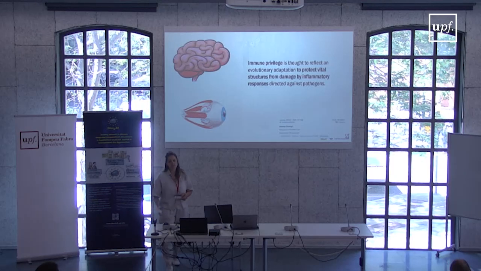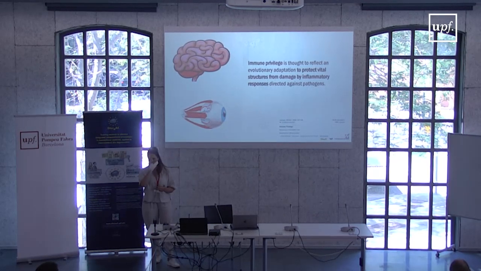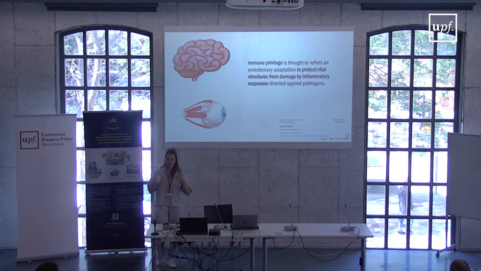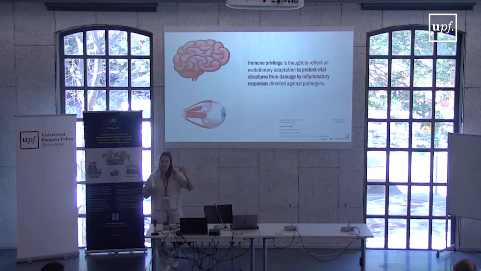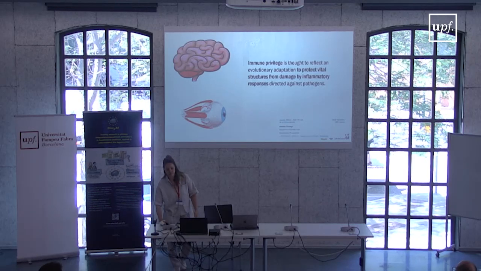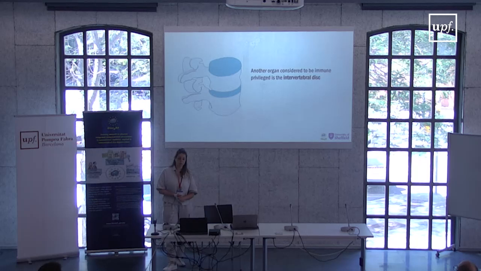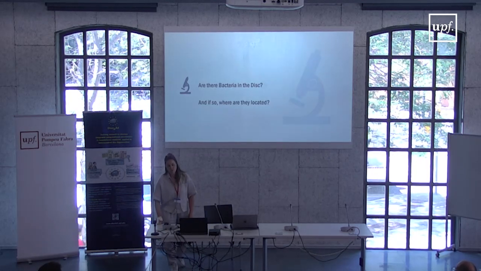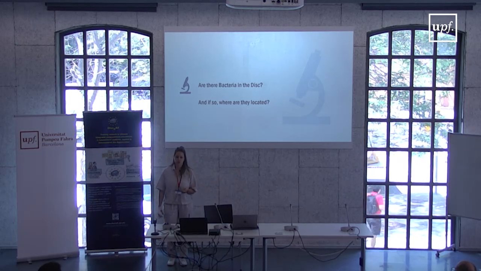But there are also organs within our body that are considered immune privileged. Immune privileged organs need to protect their structures, so there is no immune system present because the immune system might cause damage once it reacts. Those, for example, are the brain and the eye. But another organ considered to be immune privileged is the intervertebral disc. So the topic of bacteria within the intervertebral disc is therefore very controversial.